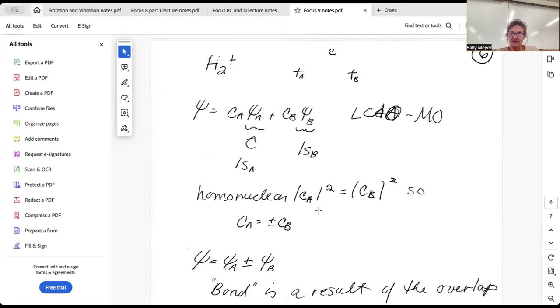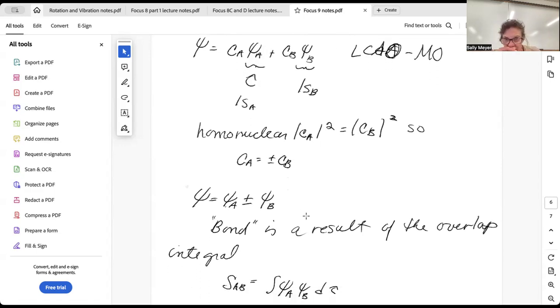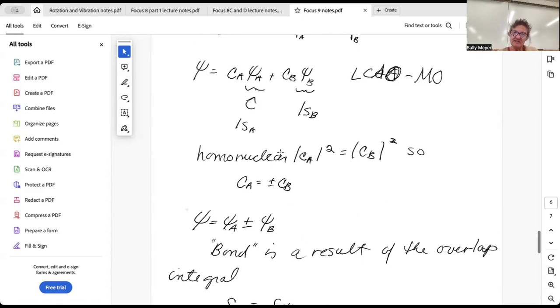And so the square of each of those is giving you the probability that the electron is in each of those orbitals. And those two have to add up to 1, but they also have to be the same. And so CA has to be equal to plus or minus CB, because when you square them, the minus will go away. And so the wave function equals psi A plus or minus psi B. That's because this can be plus or minus the C's relative to each other. So the bond is a result of the overlap integral.